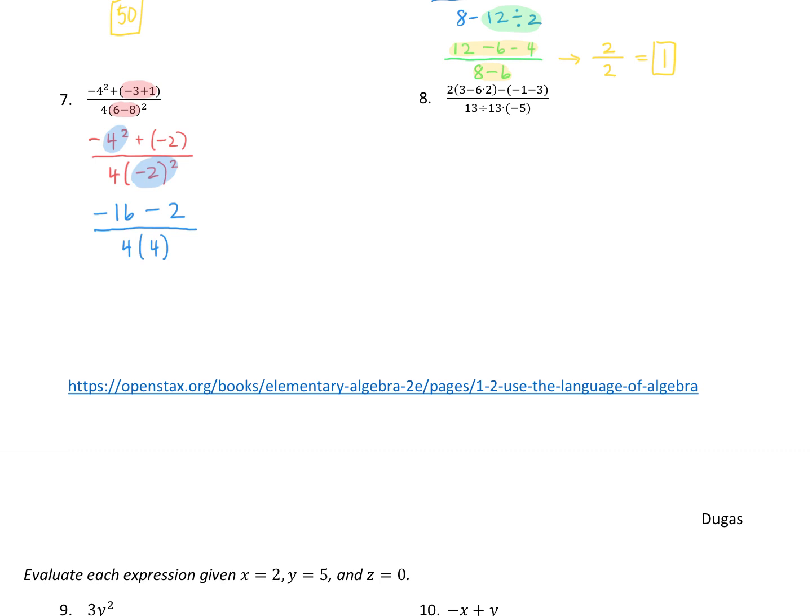All right, now we have to look for multiplication or division. We have multiplication down here, so we'll do that. So in the numerator, I still have negative 16 minus 2, and in the denominator, I have 4 times 4, which is 16. Now I'm looking for any addition and subtraction, and that is what I have in the numerator. So negative 16 and negative 2 is negative 18 over 16.